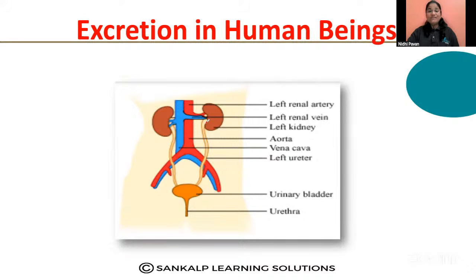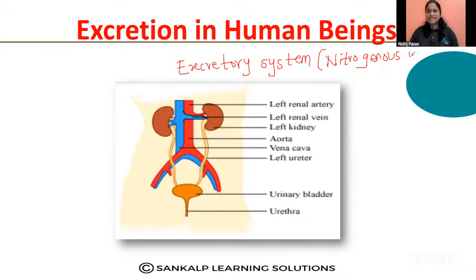So that is why we have a specialized system in us which carries out the excretion. That specialized system is called the excretory system, and usually the wastes will be nitrogenous waste. Whatever waste is released from the body of an organism will be nitrogenous waste. That nitrogenous waste will be ammonia in aquatic organisms, urea in other organisms, uric acid in other organisms.